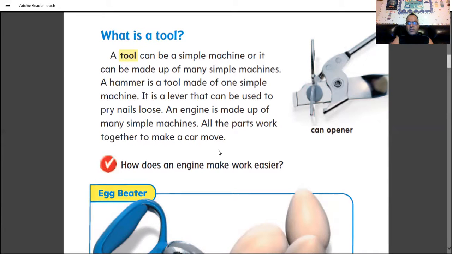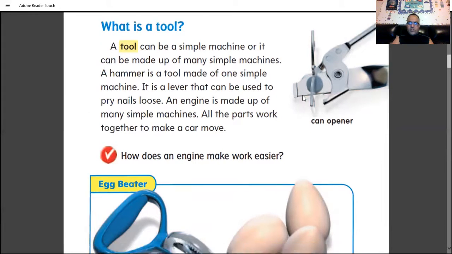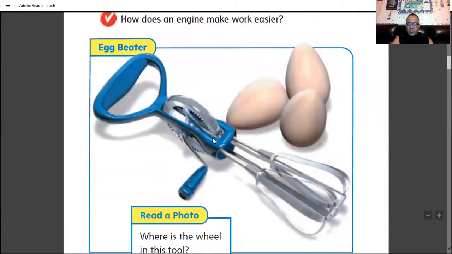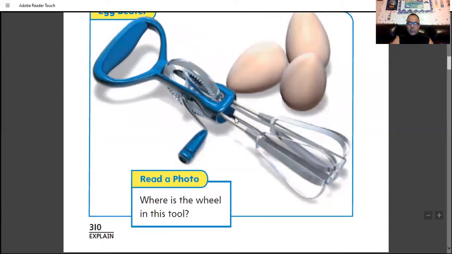How does an engine make work easier? Here's a can opener. It opens up easier. An egg beater has a simple engine in it. That wheel will make it, if you want to beat eggs, you can use that. Where's the wheel in this tool? Do you see that? It's a type of a mixer, a handheld mixer. There it is right there. That wheel moves these around and it makes mixing quicker.